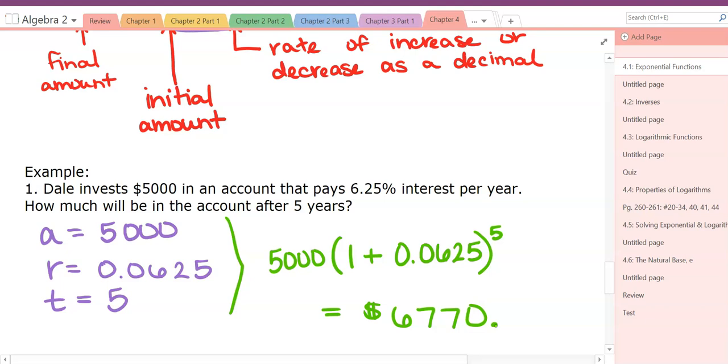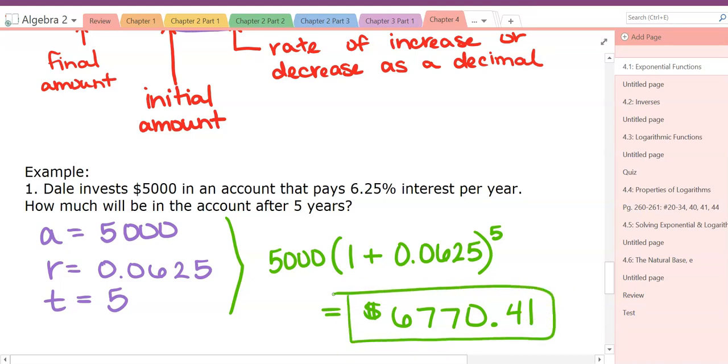So how should I round that? 41. 41 cents. So this is how much would be sitting in that account. So if we took this and we subtracted 5,000, he made $1,770.41 by that money just sitting in that account, not doing anything to it.